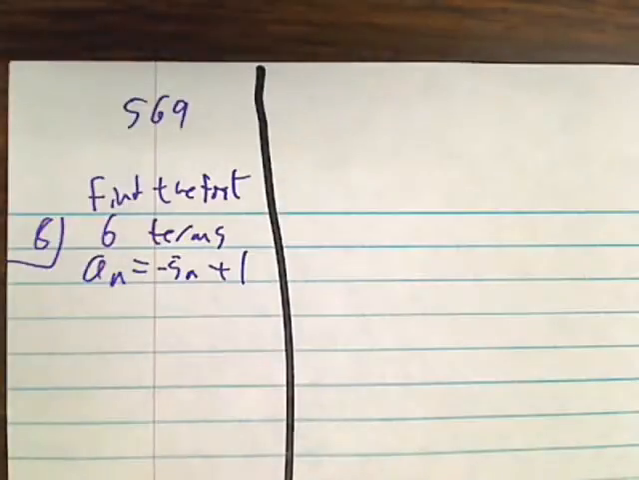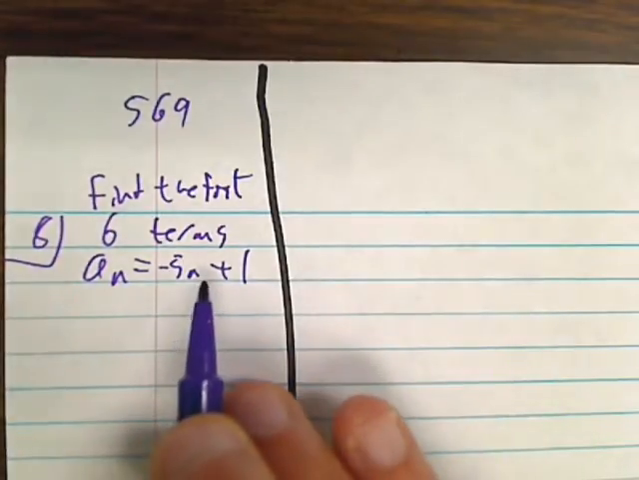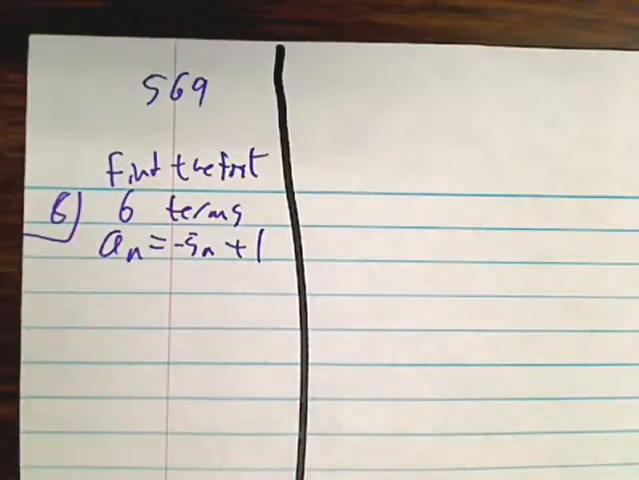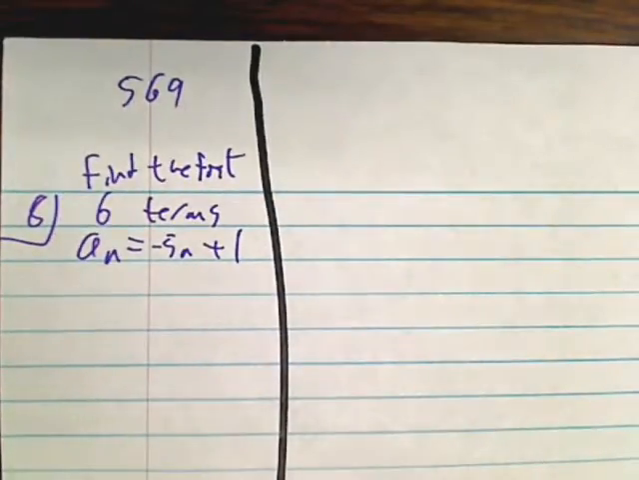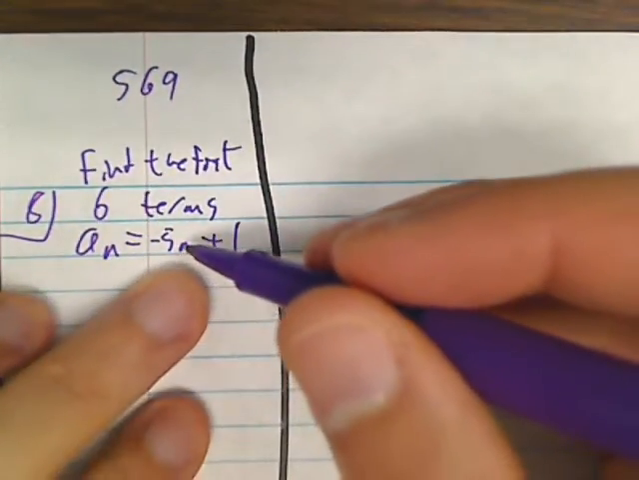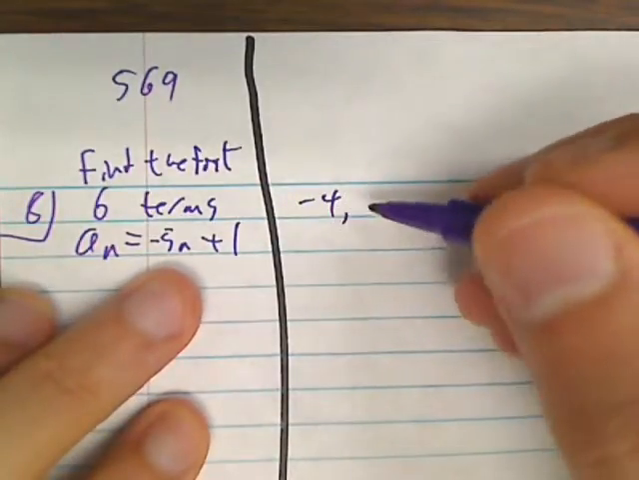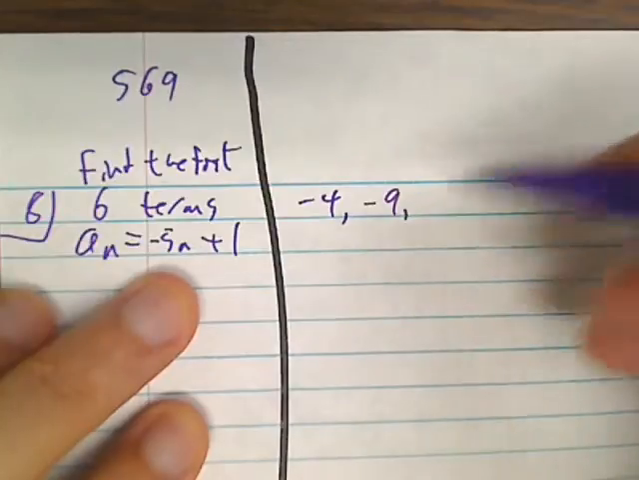So the first 6 terms, plug in 1 for n, then you get an answer, plug in 2, plug in 3, plug in 4, plug in 5, plug in 6. Go! All right, so what are those going to be? Well, negative 5 times 1 plus 1 is negative 4. Negative 5 times 2, that's negative 10, plus 1 is negative 9.